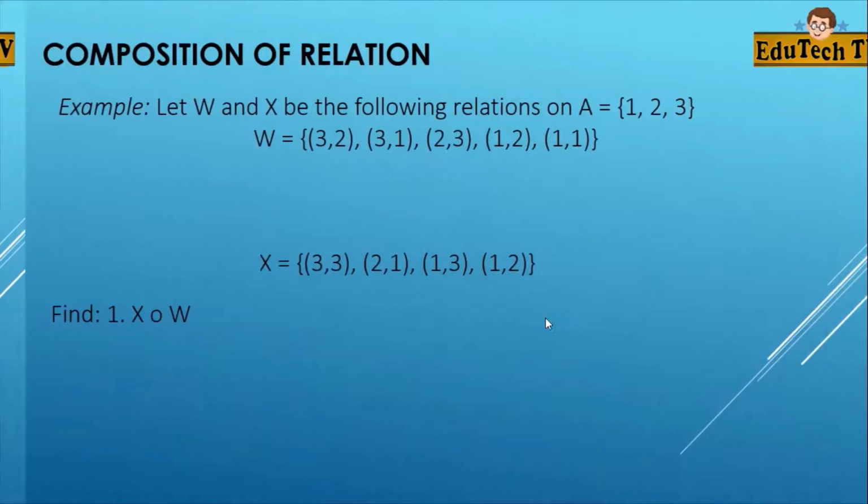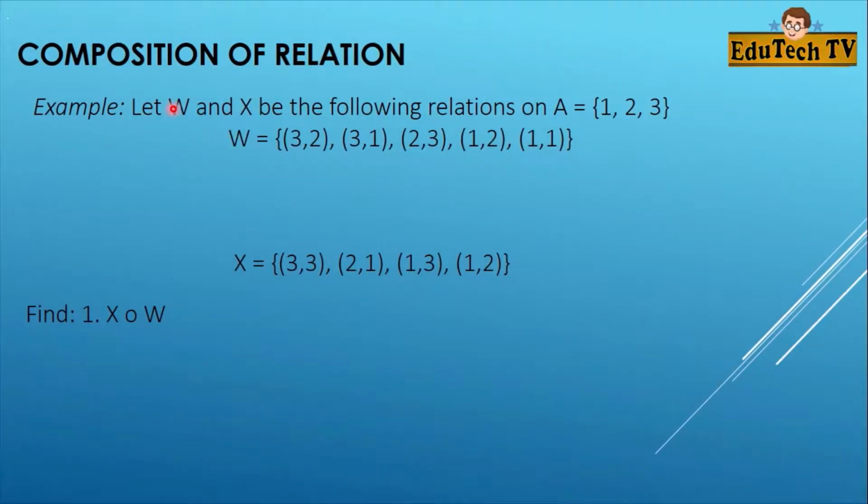Let's have this example. Suppose we are given the relations W and X from the set 1, 2, 3. So these are the elements of each relation. We're going to find X composed of W. So this is what you're going to do. Our point of reference here is first X. We just have to look at the elements of the relation X, then find the element B which is common to W. Then get the first element and the second element of the second relation.